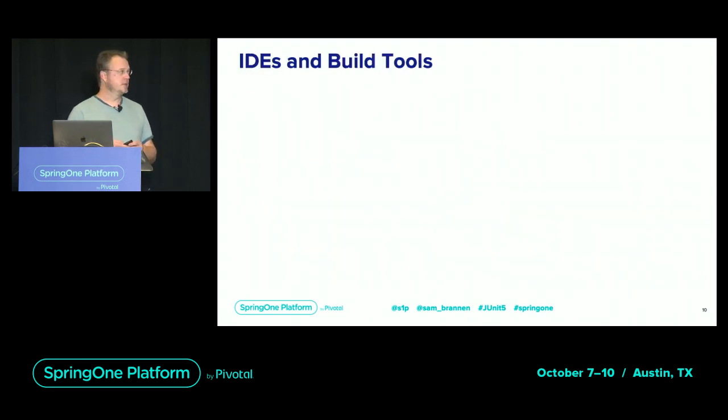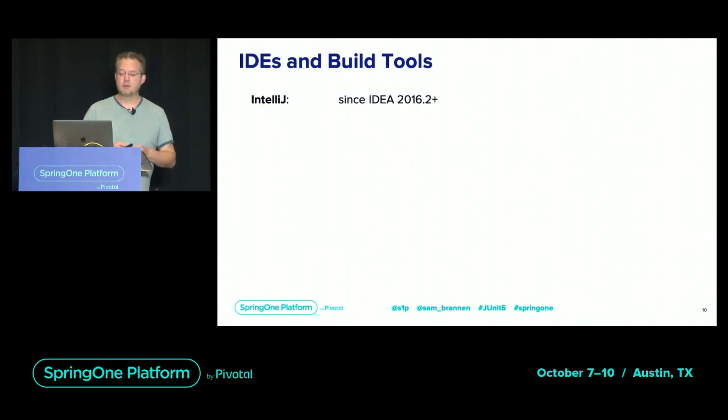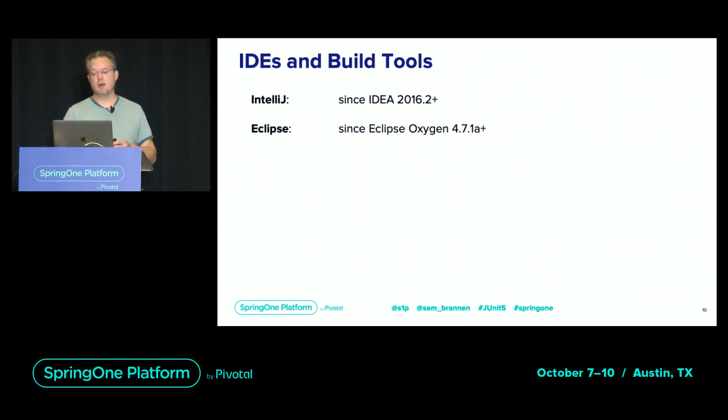In terms of IDEs and build tools, the scene looks really good now, in late 2019. IntelliJ was the first. They had support in 2016. Eclipse came after that, with 4.7.1a. VS Code has had support since March last year. NetBeans has support since NetBeans 10.0.